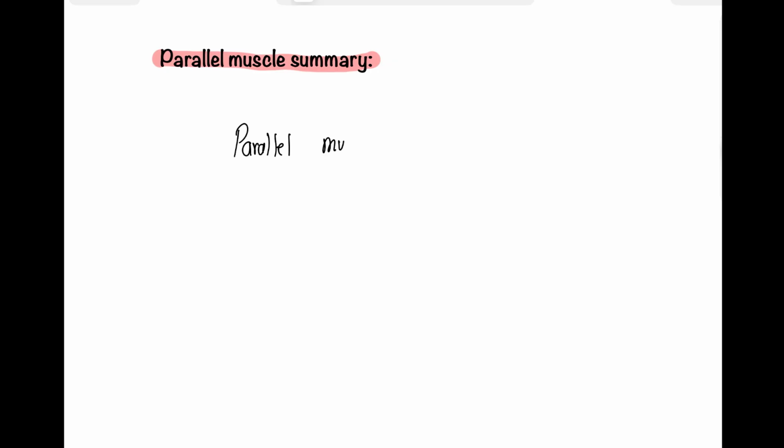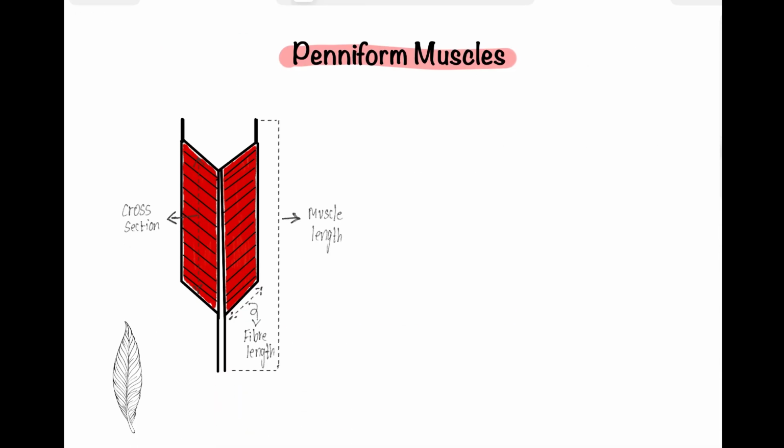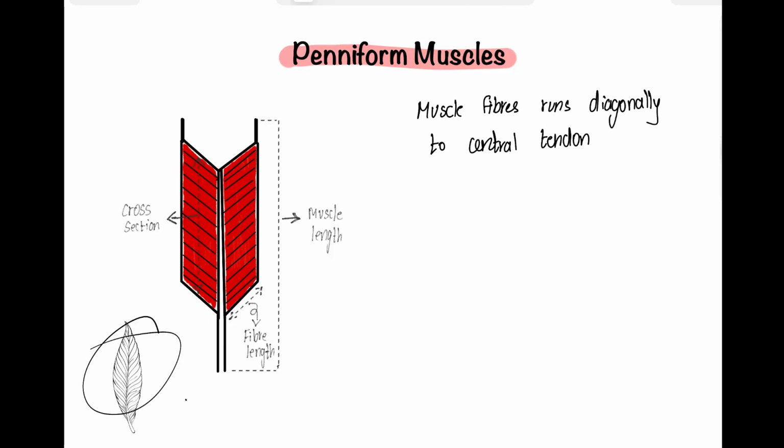In summary, parallel muscles are movement muscles which have speed and range of motion. The next one is pennatiform muscles. In pennatiform muscles, the muscle fibers run diagonally to a central tendon, giving a feather-like appearance.